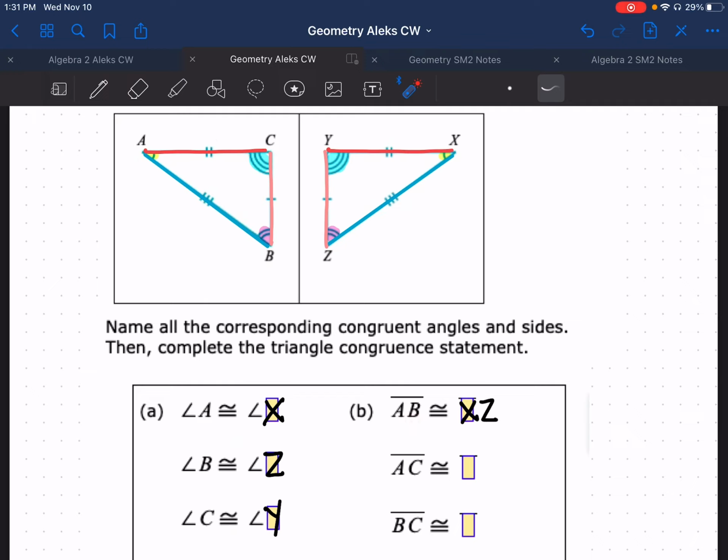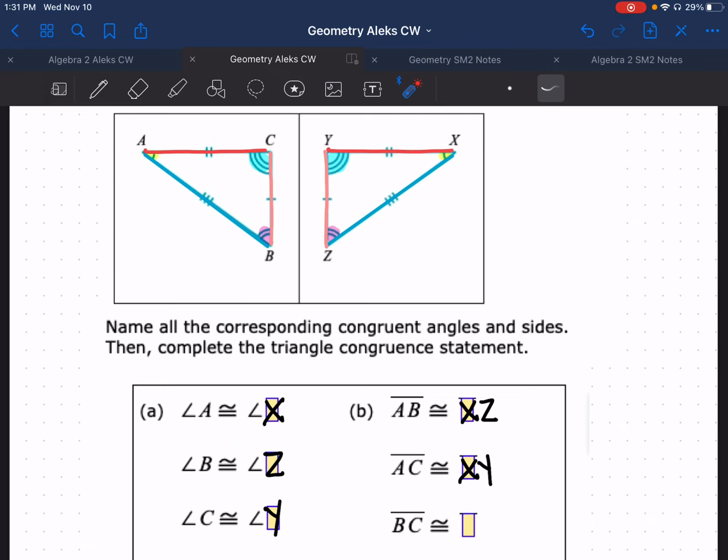So one way that you could also do this is you could look over here. I have side AC. So I'm going to go to A. Well, A matches X. And then I go to C. C matches Y. So then I put X, Y. And take a look at the picture. Here's AC in orange. Here's XY in orange as well. Here's AC with 2 marks. Here's XY with 2 marks.